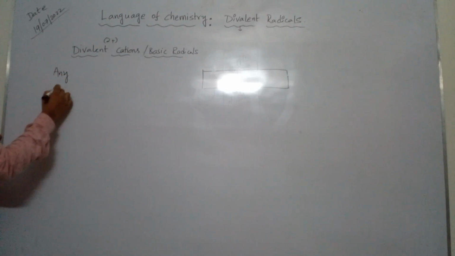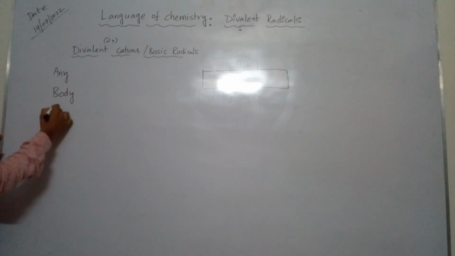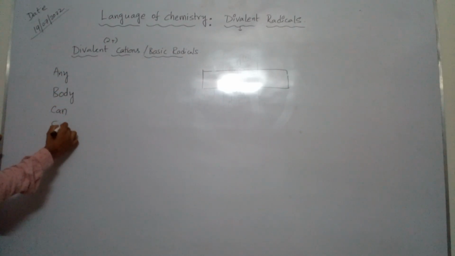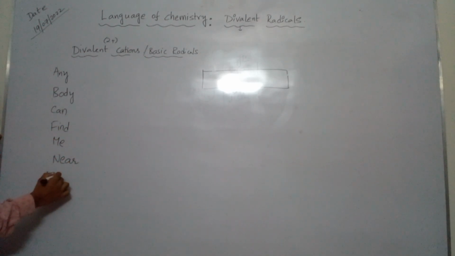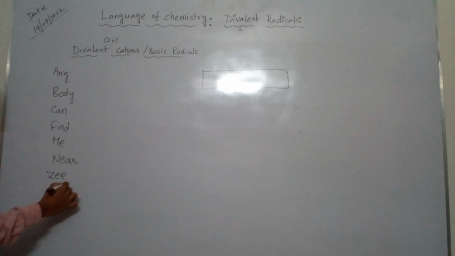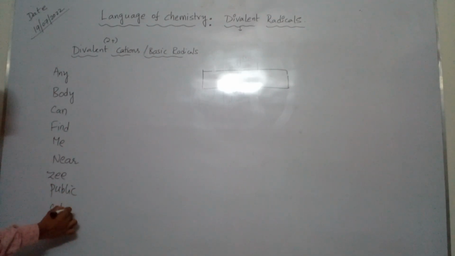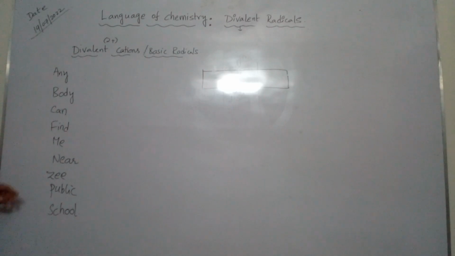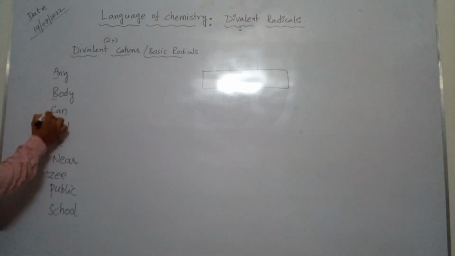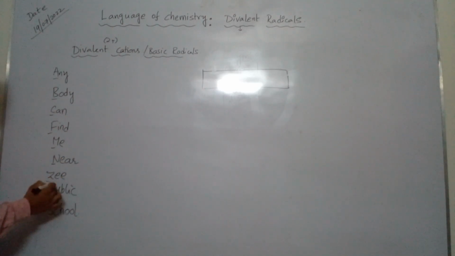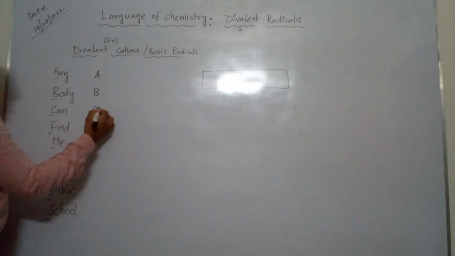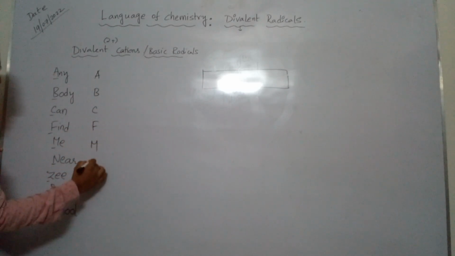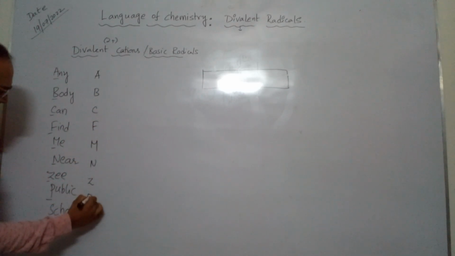I will write a sentence like this: Anybody can find me near Z public school. So it's a simple statement. Anybody can find me near Z public school. Now writing the alphabets in this manner: A, B, C, F, M, N, Z, P and S.